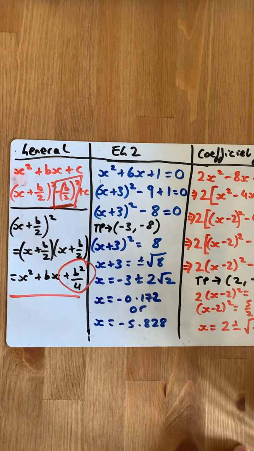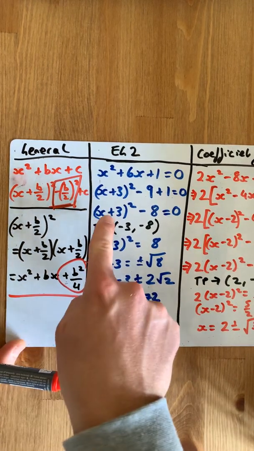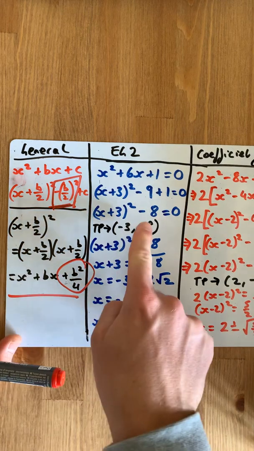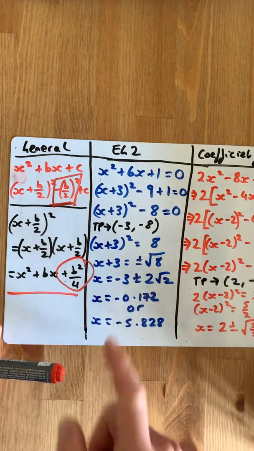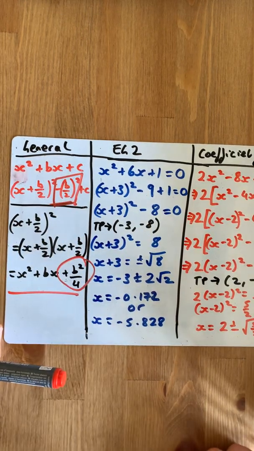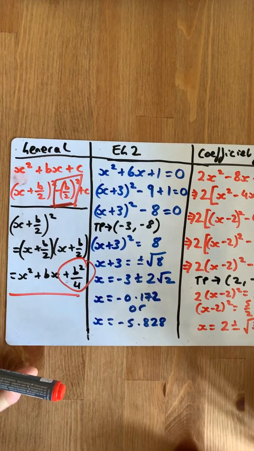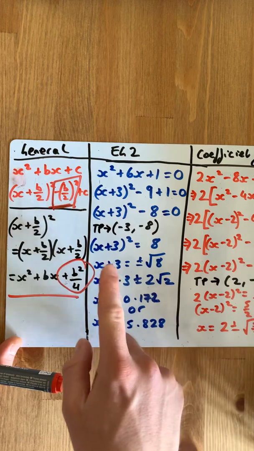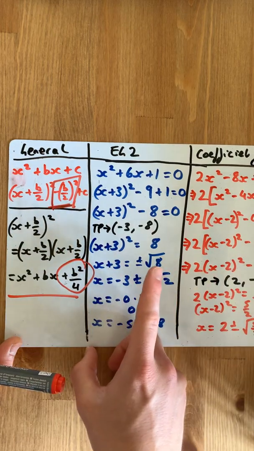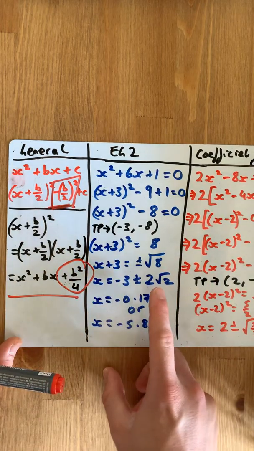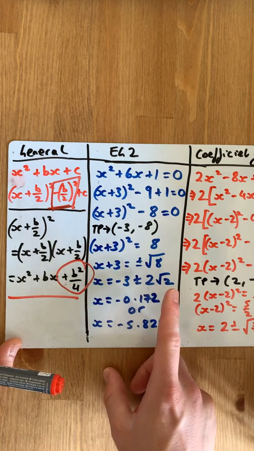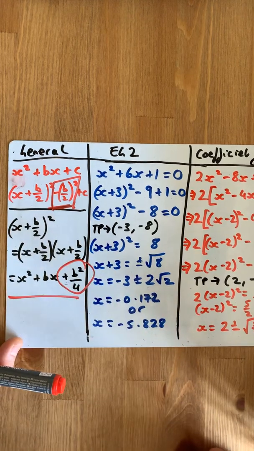Now, this is the point, again, where we can get our turning point. It's the inverse of this number, minus 3, and it is whatever this is, minus 8. So the turning point of this curve is (minus 3, minus 8). New information there. But let's just finish it off and solve this equation. Add the 8 over, square root it. Now, plus or minus root 8, we might need to simplify that to 2 root 2, possibly, if we want it as a surd. We also need to bring the plus 3 over.